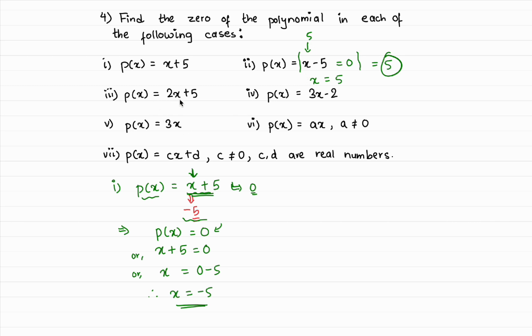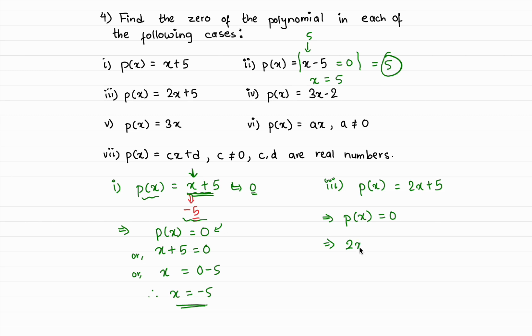For what value of x is this entire expression going to be 0? If you put a 1, it's not going to be 0. If you put minus 1, it's not going to be 0. So in these cases, this process helps. So let's do the third one. We have p(x) as 2x plus 5. So to find the zero of this polynomial, or for any polynomial, you write the value of that polynomial as 0.